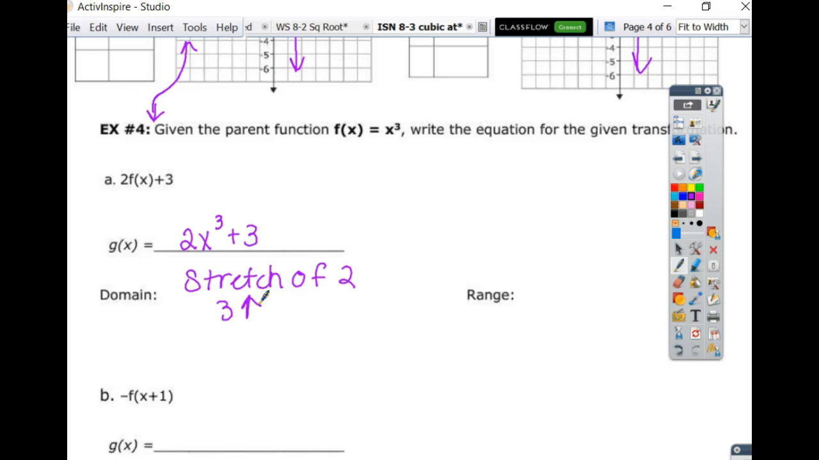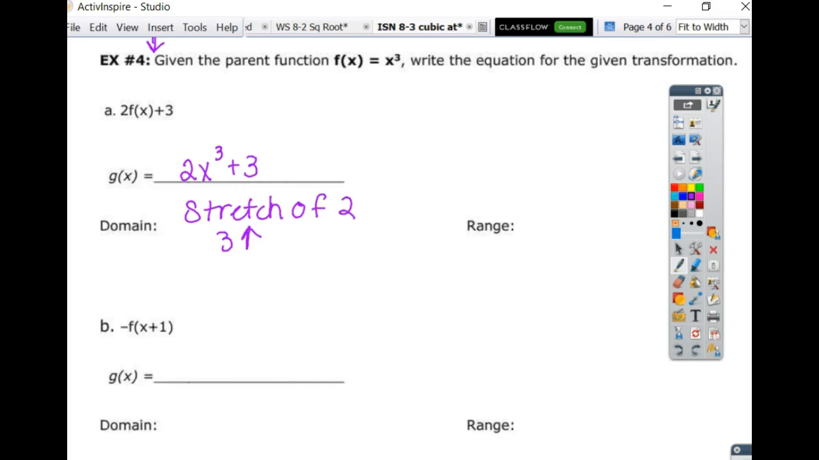So what about the next one? I'm going to rewrite this with an x to the third. So that's going to give me negative (x + 1) to the third. So the negative is on the outside. So that's a reflection over the x-axis. And I move 1 to the left. And the domain and range are still negative infinity to infinity.